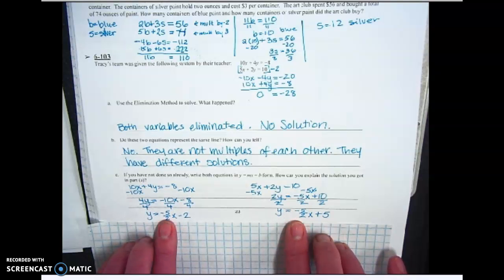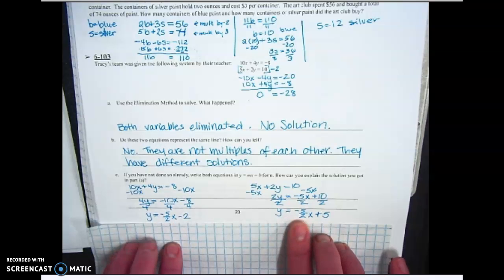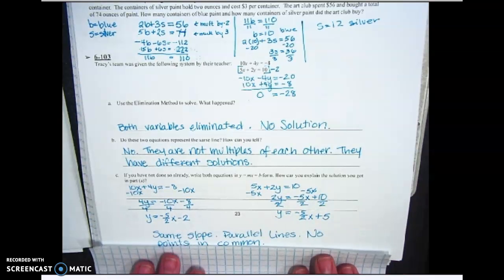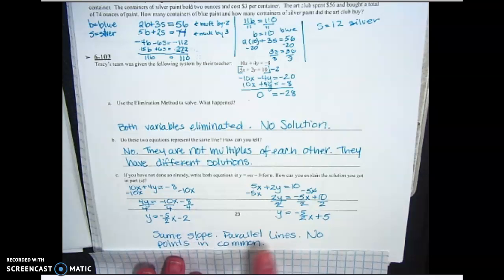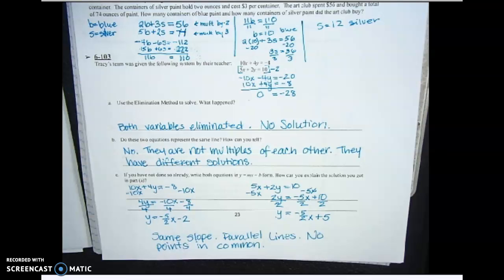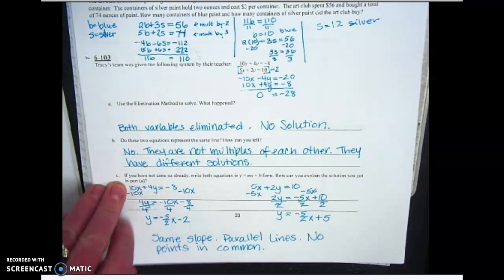You have negative 5 half here, and you have negative 5 halves x here. So you're going to say they have the same slope. They're parallel lines. That means they're going to have no points in common. If you graph those two lines, they will never have a point in common. All right, if you're still writing, I'm going to move this up. You'll see it in just a second.